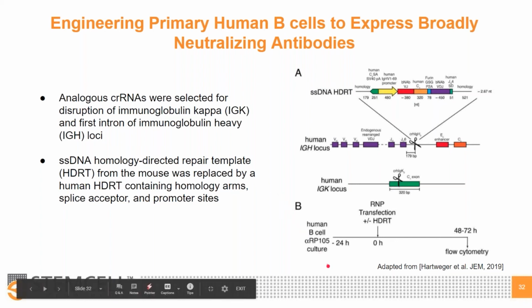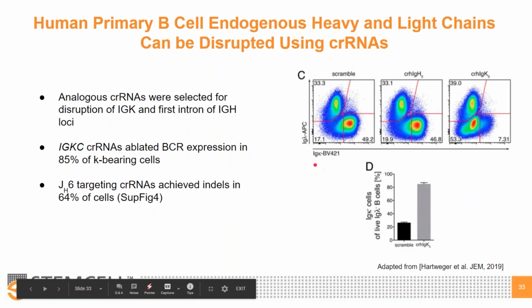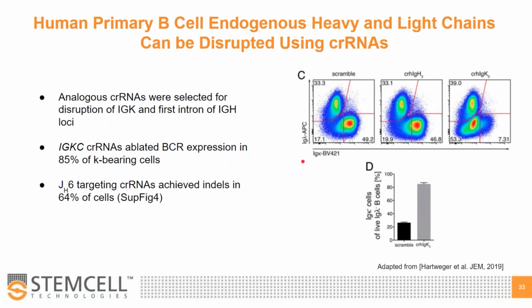The workflow here was similar to previous workflows. Cells were activated 24 hours post-transfection. They were transfected and analyzed 2 to 3 days after. So here they first aimed to show that their CRISPR RNAs were specific. When you transfect cells with the light chain CRISPR RNA, you're able to ablate expression, but the heavy chain CRISPR RNA does not affect the light chain.